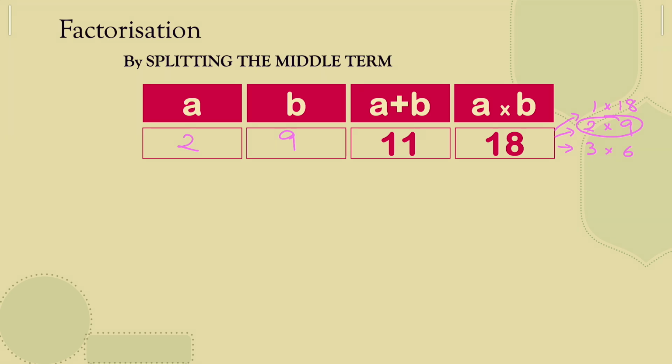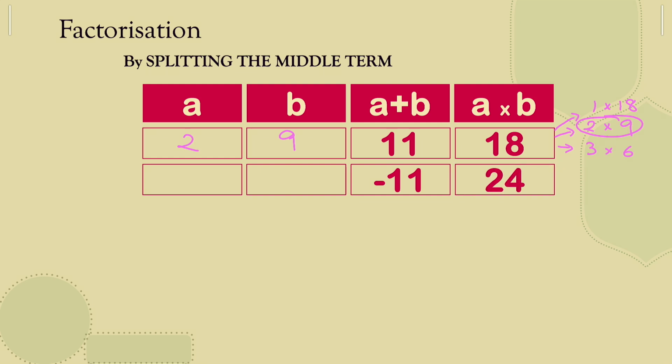One more example. The sum is negative 11 and the product is positive 24: negative 8 and negative 3. You can do this calculation in rough. Negative 8 and negative 3, when you add, the answer is negative 11, and the product, minus minus will be plus, so plus 24.